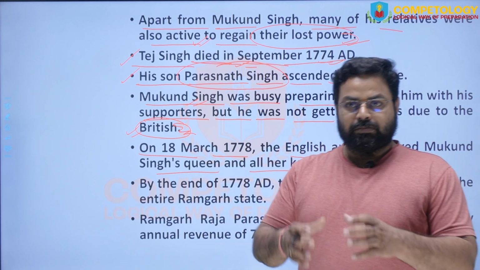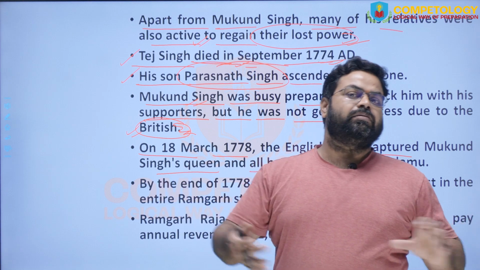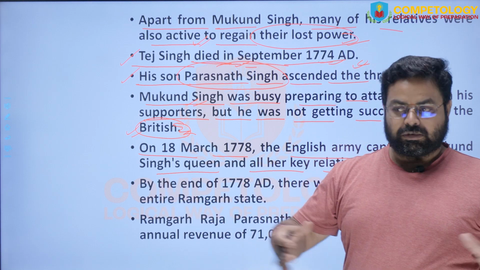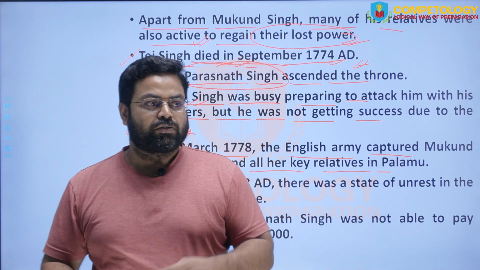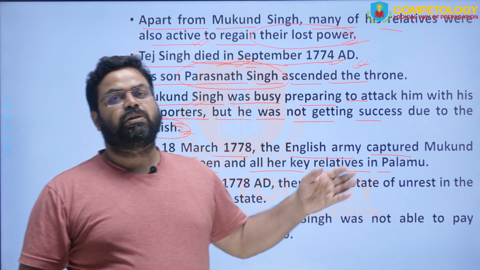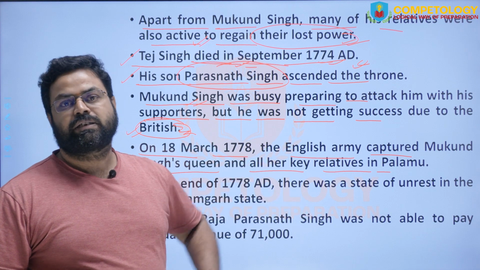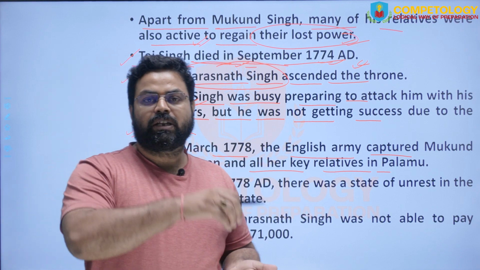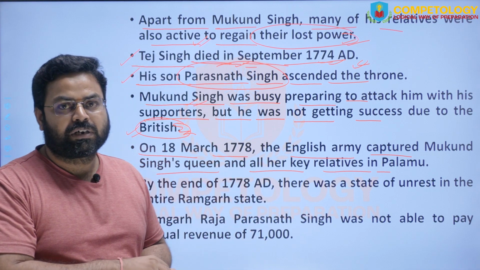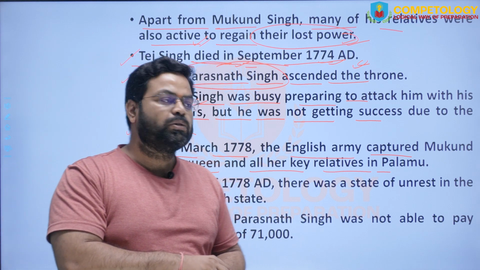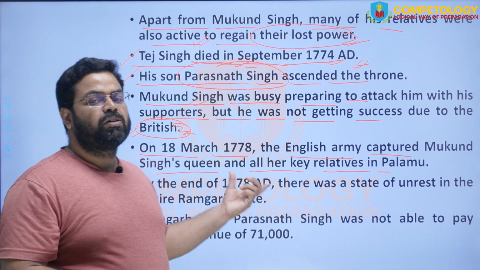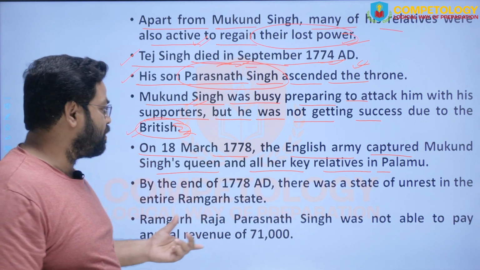So basically, the British Empire was growing outward from the Bengal region. Gradually it was moving westward. It was getting stretched westward. So first of all, the Ramgarh region came under their influence. Thereafter they reached Palamu, and when they reached Palamu, they captured the queen of Mukund Singh and his key relatives also.